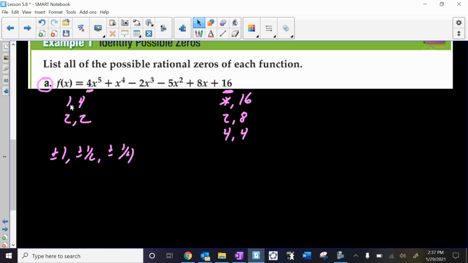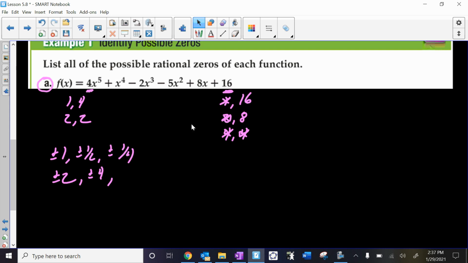2 divided by 1, that will get us plus or minus 2. 2 divided by 2 is the same thing as 1, so I'm not going to rewrite it. And then 2 divided by 4 is the same thing as a half. Again, I'm not going to rewrite it. I'm done with 2. Go to 4. 4 divided by 1, that will get us 4. Again, 4 divided by 2 is 2. 4 divided by 4 is 1. So I'm done with those.